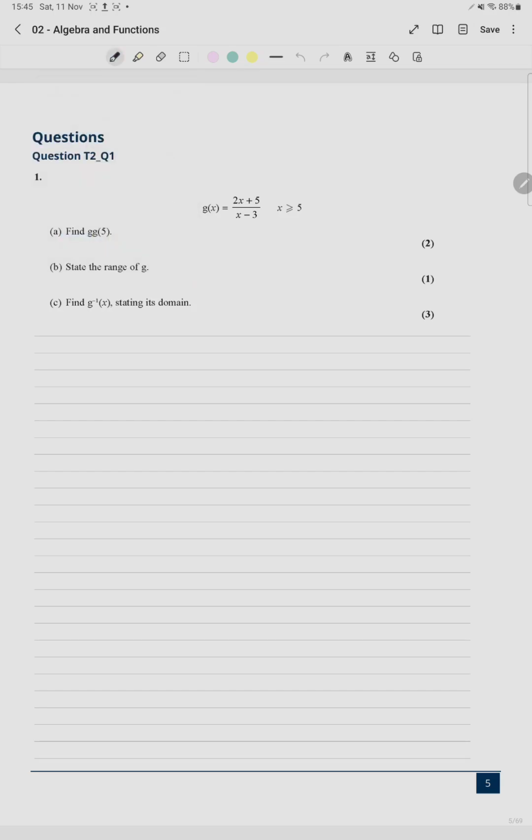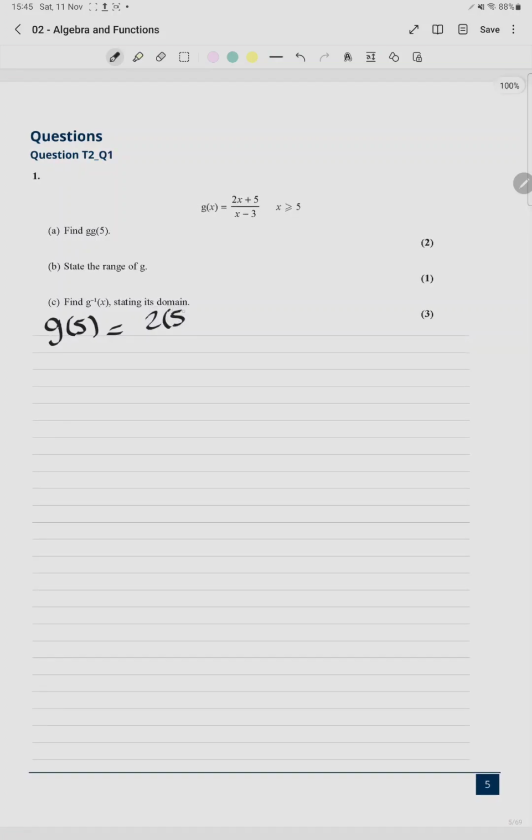Here we go. We are given a function g(x) = (2x + 5)/(x - 3), and they're asking you to find g(g(5)). My first thought would be to calculate g(5), which is 2 lots of 5 plus 5, all over 5 minus 3. That would give me 15 over 2.